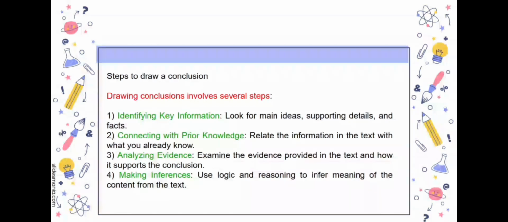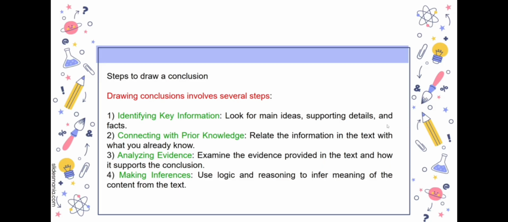Third, we analyze the evidence, examining carefully what the text provides and how said evidence supports a possible conclusion. And finally, we make inferences, which is when we use our logic and reasoning to figure out the deeper meaning of the content. By following these steps, we can form clear and accurate conclusions from what we read.